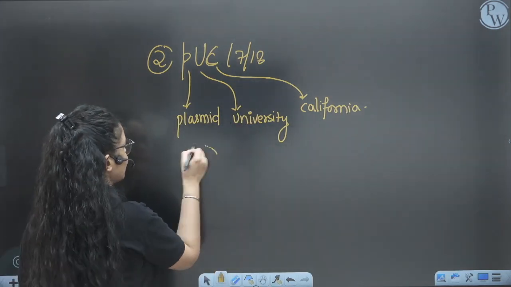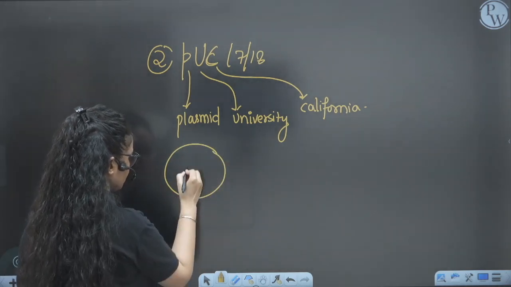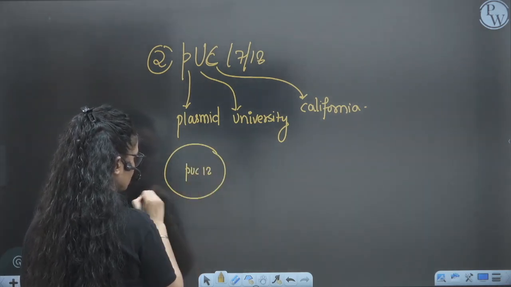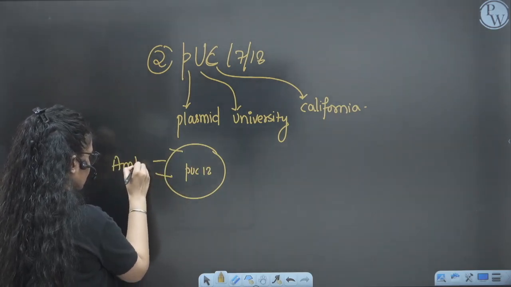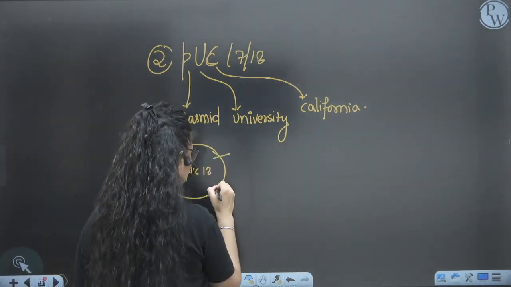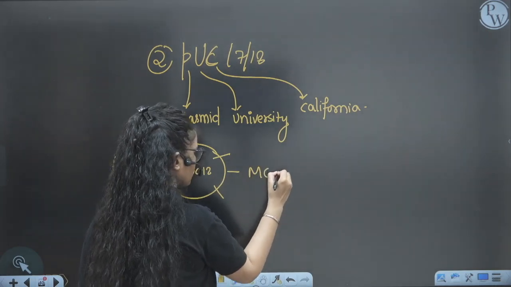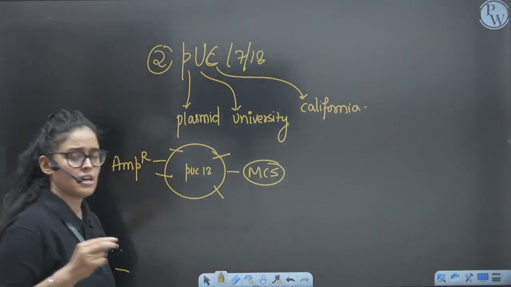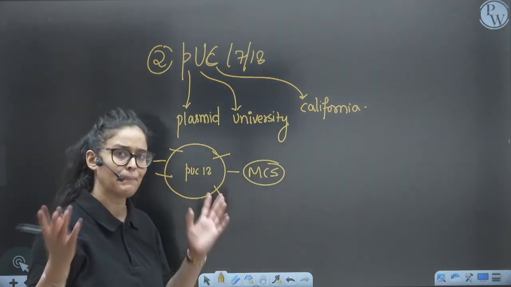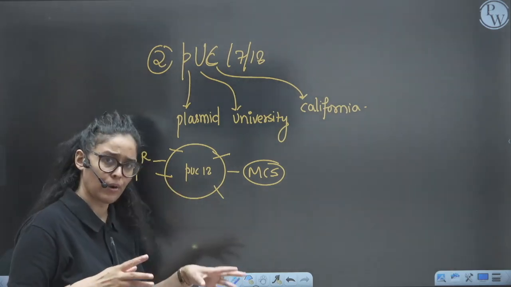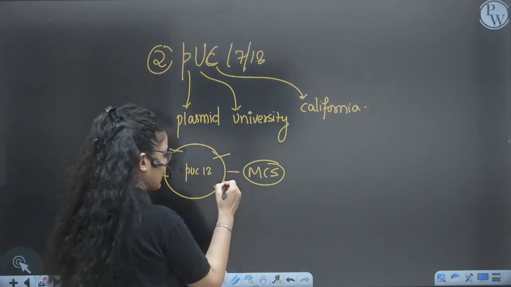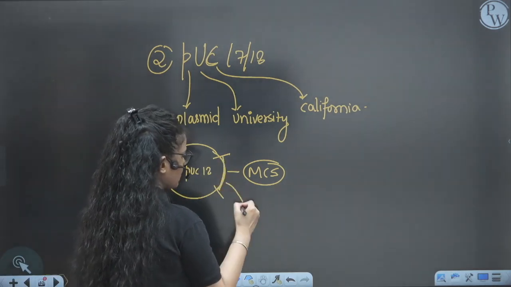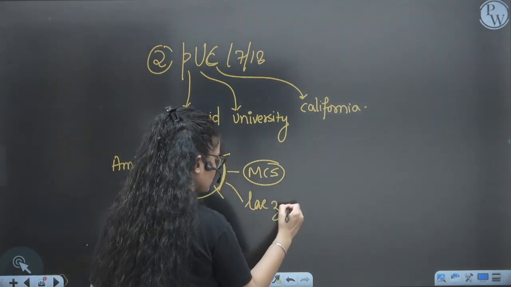So pUC18 looks like this. Suppose this is the ampicillin resistance gene site, and this is the multiple cloning site. Multiple cloning site means having the restriction sites for many enzymes, right? So we can use EcoRI, we can use BamHI, we can use PstI, so it is present at this site, and this site actually codes for the lacZ gene.